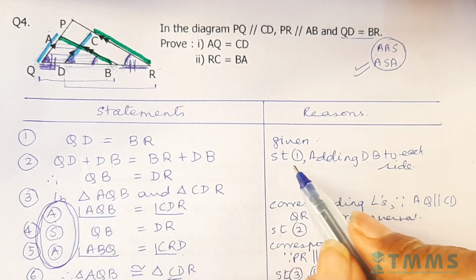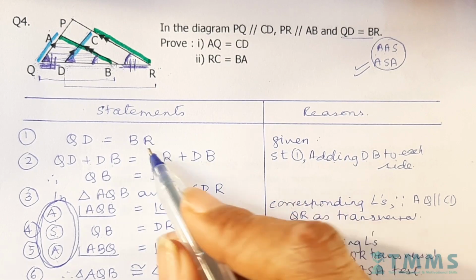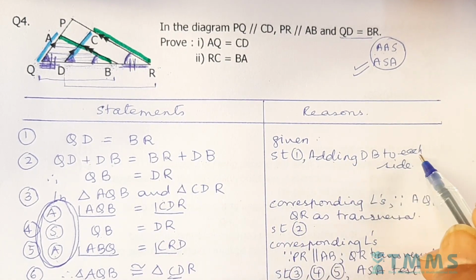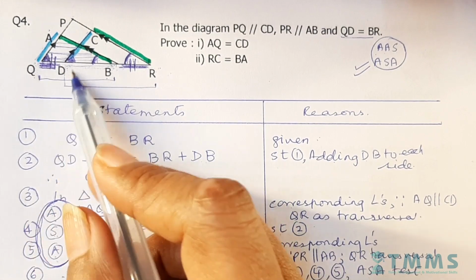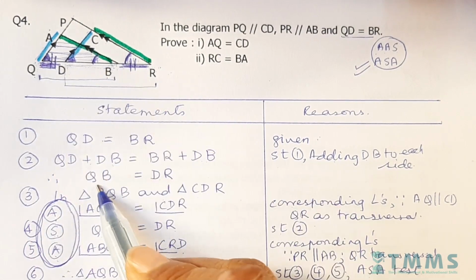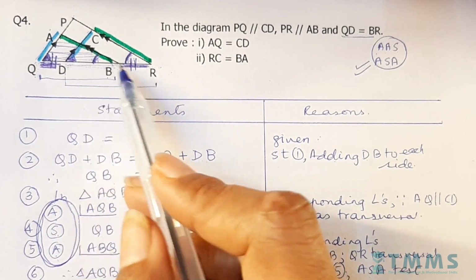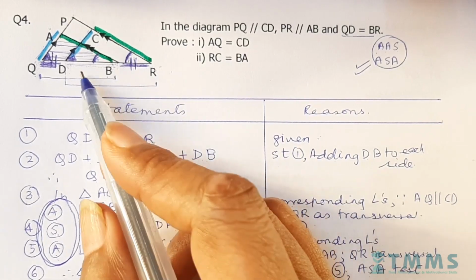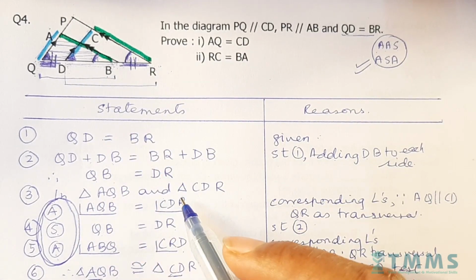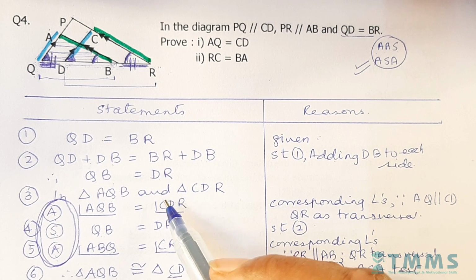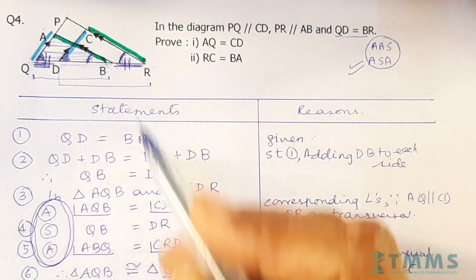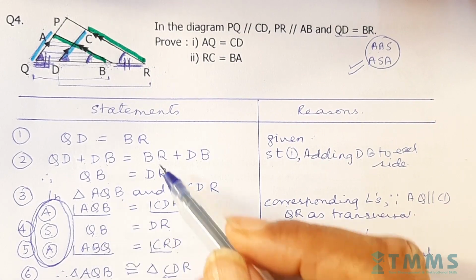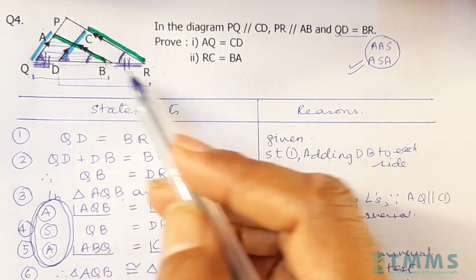Can you see that? And we write over here from statement 1, adding DB to each side. And then we say QD plus DB is QB. So we write QB. DB plus BR gives us DR. So we write DR. And now we are writing the two triangles. Which are two triangles? AQB. So we say in triangle AQB and triangle CDR.